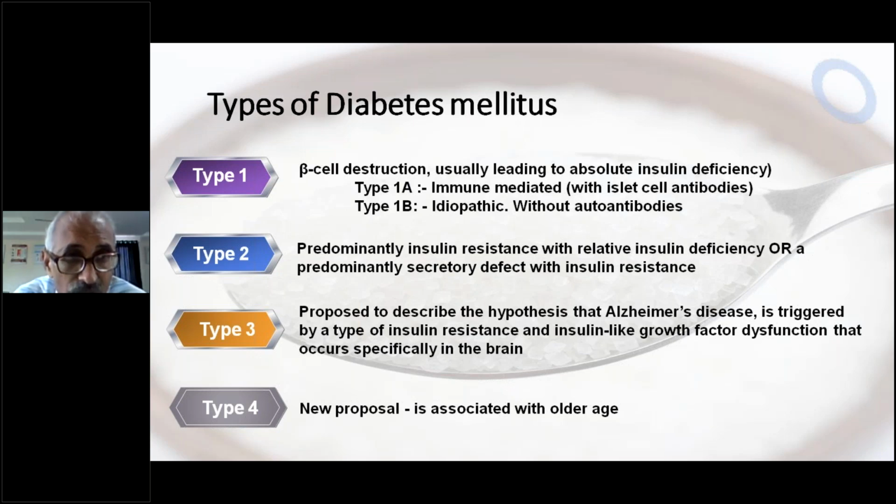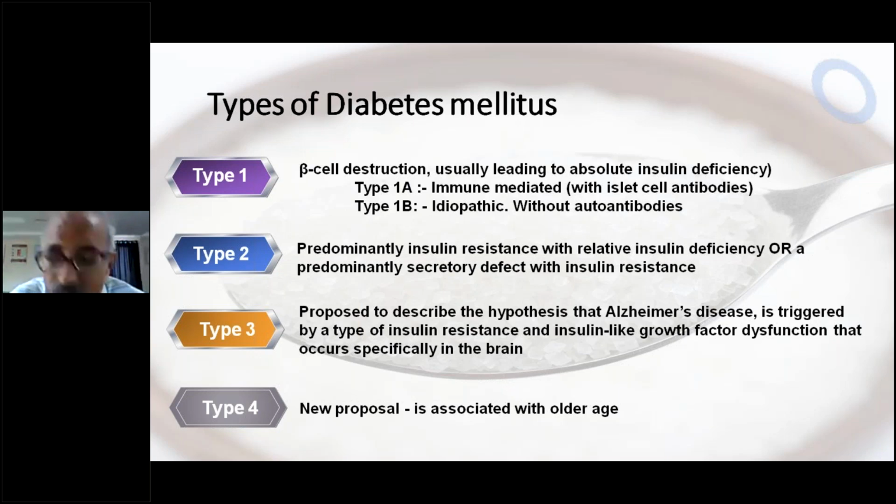Contrary to type 1, you have type 2, predominantly insulin resistance. Here it is not the deficiency, but the body's resistance to insulin working. So there is relative insulin deficiency, or predominantly a secretory defect of insulin with insulin resistance. Some insulin is forming, but it's not being secreted out. All these categories come under type 2 diabetes mellitus. Previously it was called insulin dependent diabetes, IDDM, and non-insulin dependent diabetes, NIDDM. So IDDM is type 1 and NIDDM is type 2.